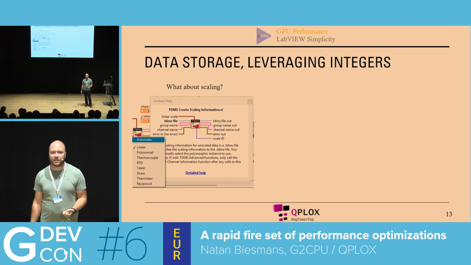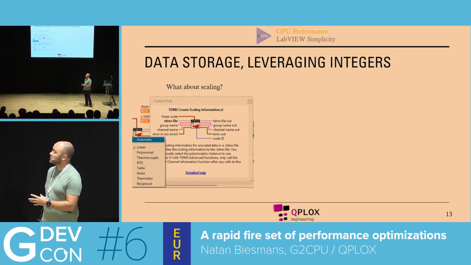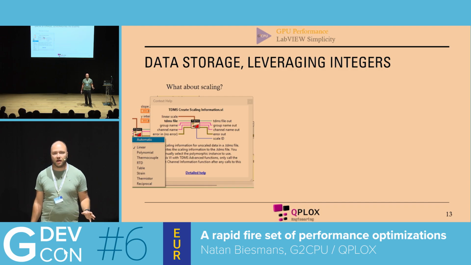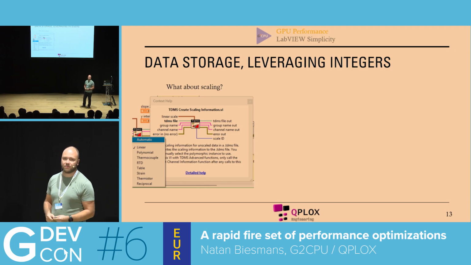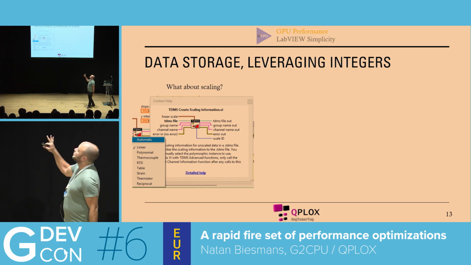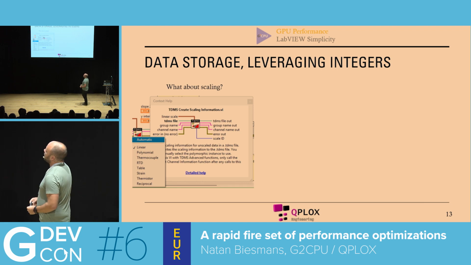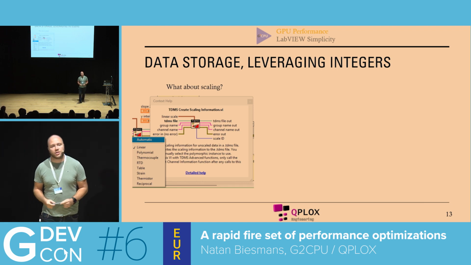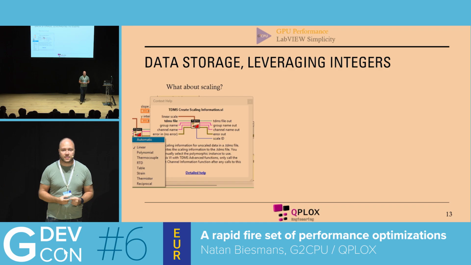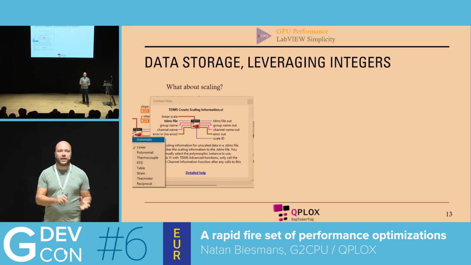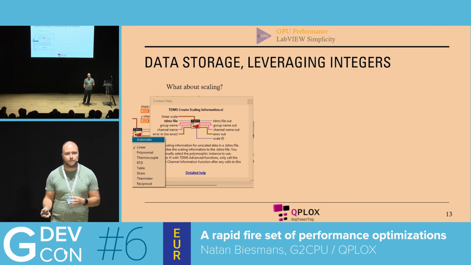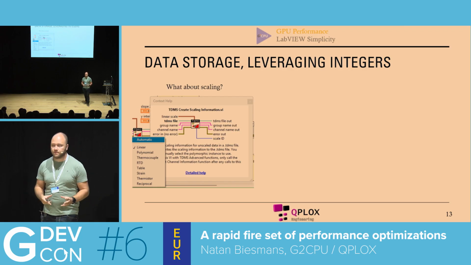This VI, I noticed either people know it exists and use it, or they've never heard about it. They saw the icon and go, I'll check it out later, maybe somewhere next month, next year, next decade. But it's a really useful VI. It allows us to add scaling information to a channel, and we can then say, hey, this is how you go from an ADC value, an integer value, to something useful.